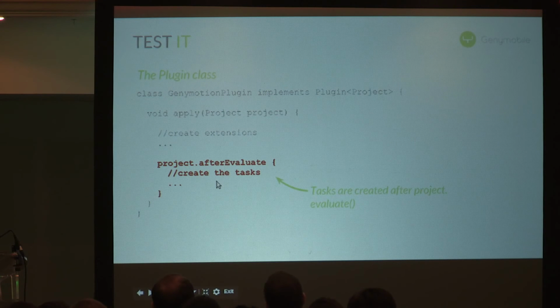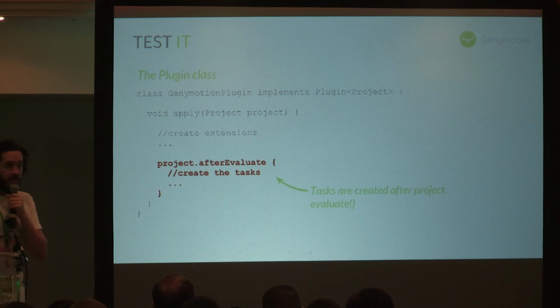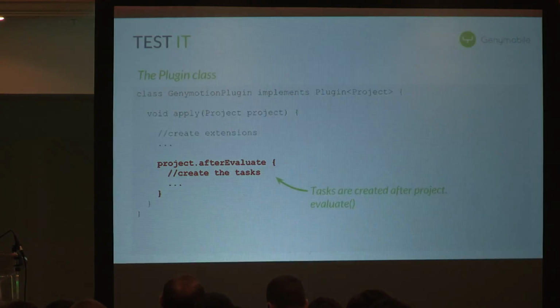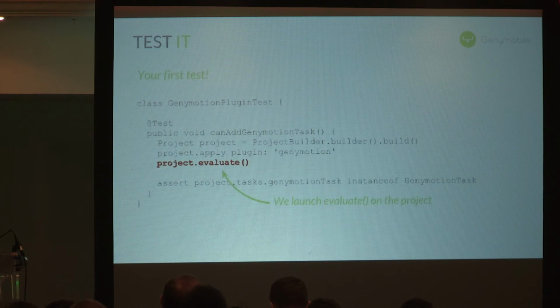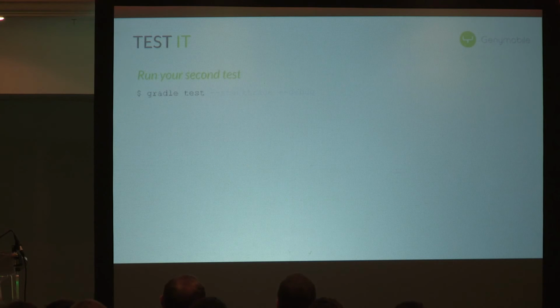But if you look at the Gradle plugin documentation, or even the Java reference, you won't find any evaluate method, a method that allows you to launch the evaluation. So, okay, let's do it. We call evaluate on the project. And it works. That's magic, right?